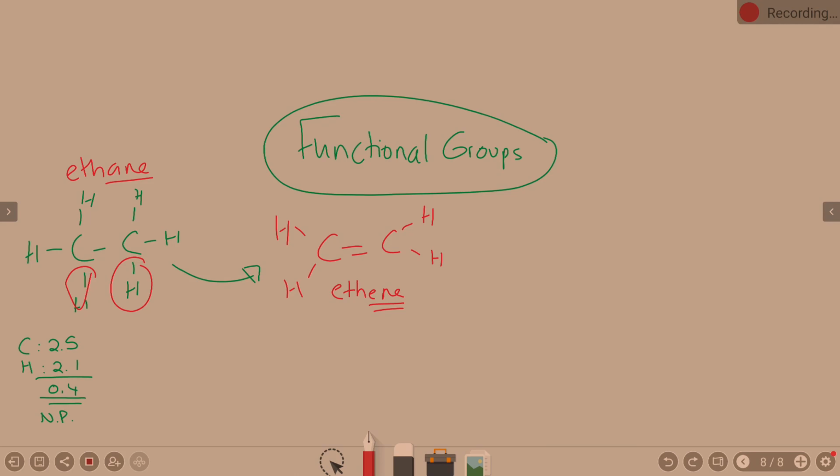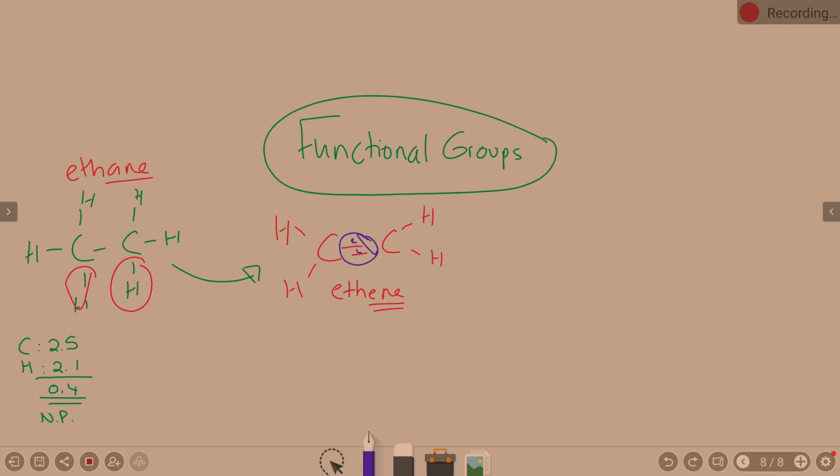Why is it more reactive? It has more electrons because how many electrons do I have in a double bond? Okay. How many electrons do I have in a double bond? 4. I have 2 here and 2 here. So if this double bond has a lot of electron density there, if it sees a positive ion, do you think it's going to get attracted to it? Yes.